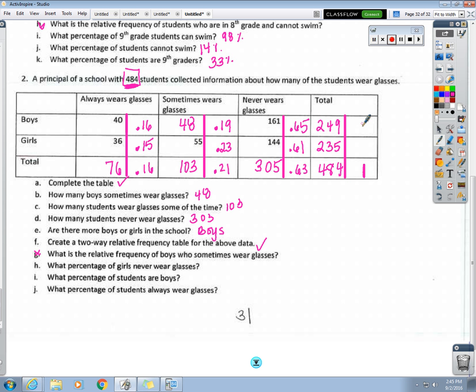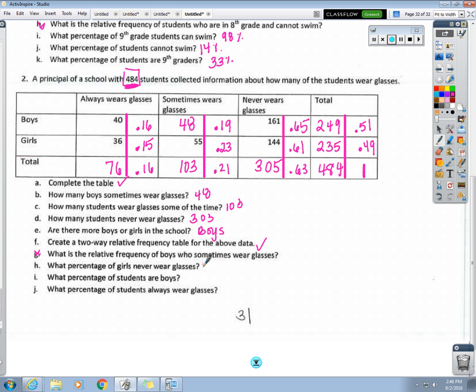And then for this one, how do you figure out how many boys were surveyed total? Or percentage of them? Right, 249 out of 484, which is... And so, what is the percentage of girls that were surveyed? Right. Now that we have the percentages, we can answer H, I, and J.